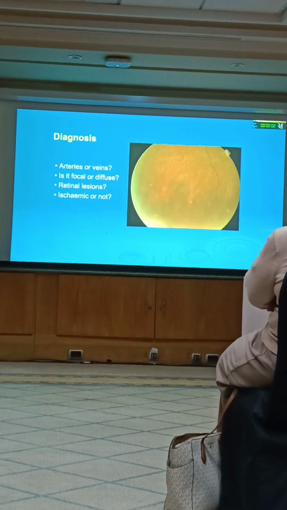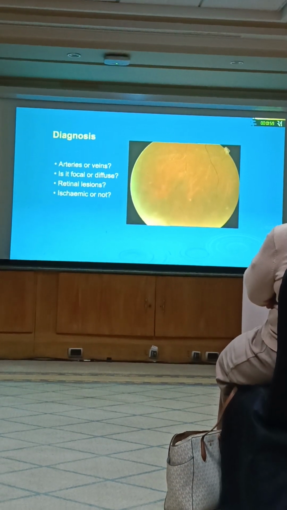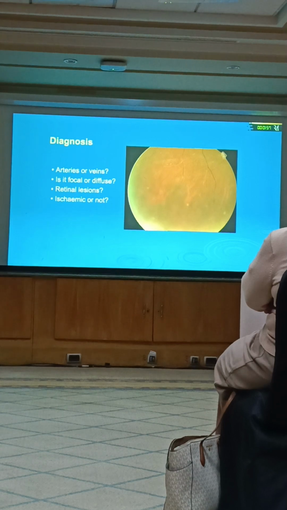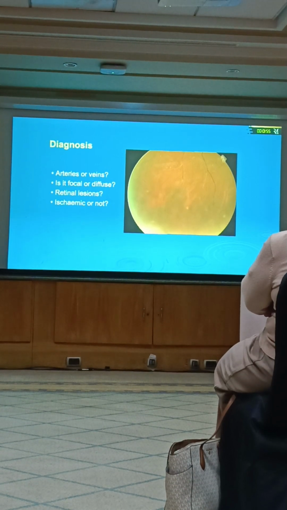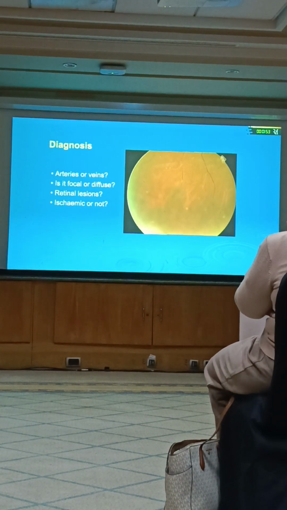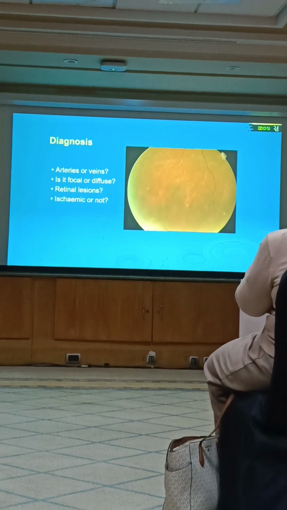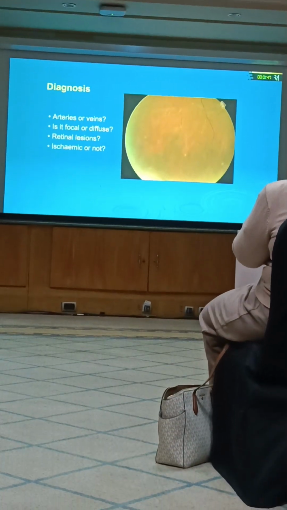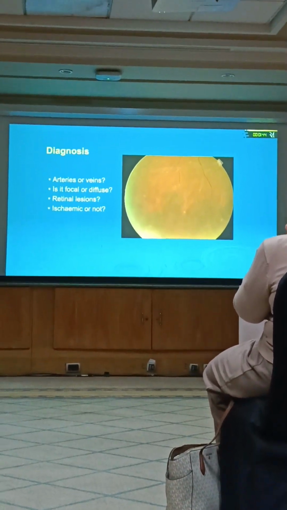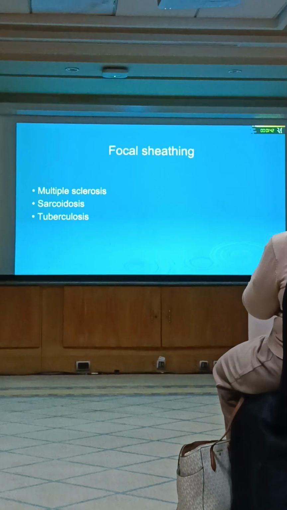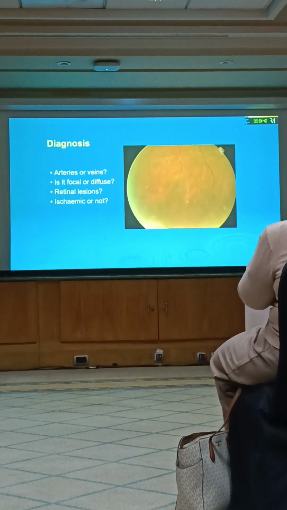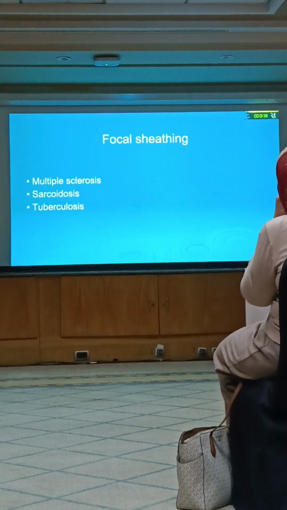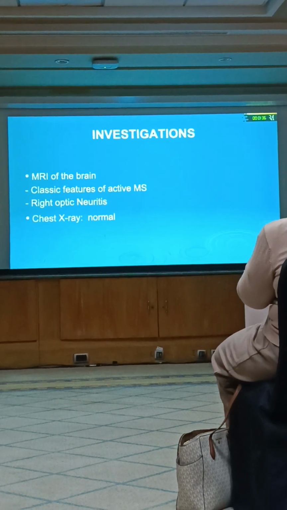I think we have an area of vasculitis up here. Does it affect artery or vein? It's venous, mostly it affects the vein. We have snowballs also. Is it focal or diffuse? It's focal, it's in the upper part here. So from this picture, with the focal sheathing, we narrowed the differential to MS, sarcoid, and tuberculosis.